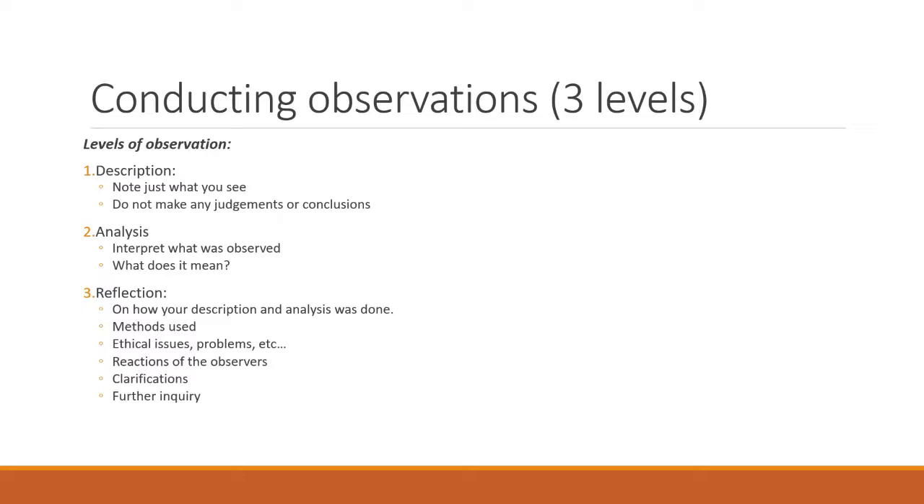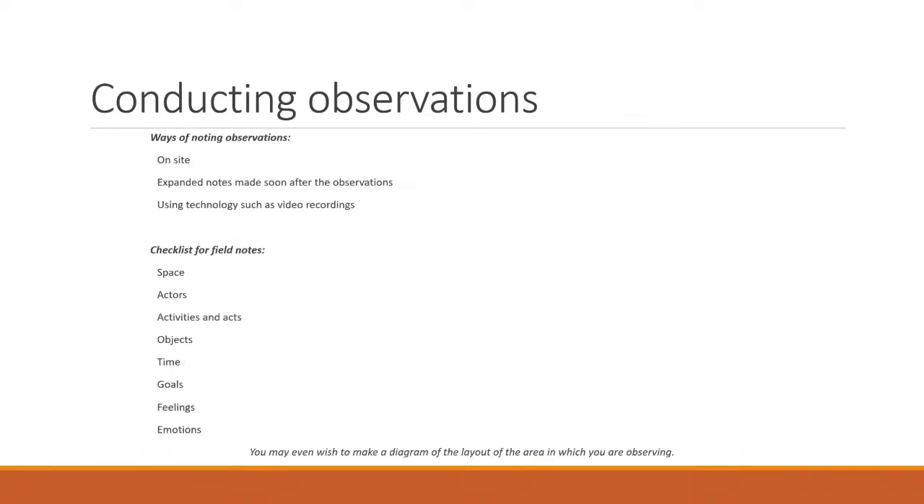All right. How do you note? You note while you're on site. If you're going to be there for a year, obviously you're not going to wait for a year before you start making notes. So you start making notes, you start writing and putting down, noting all the things that you're observing as you observe. And then using technology such as video recording, and then just a checklist: the space where you're in, who are the actors, who are you observing, who are you not observing, and why.